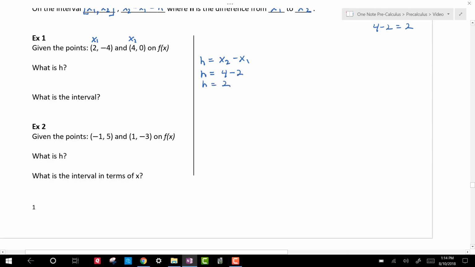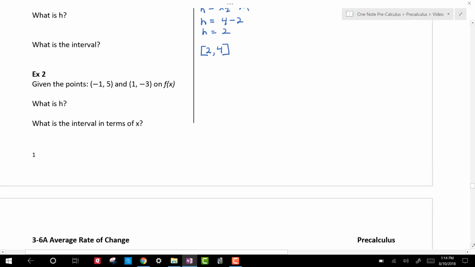Now there's a reason I want you to understand that. We'll talk more about it in just a minute, but that's the horizontal distance between the points. What is the interval that we're talking about here? The interval is from x equals 2 all the way up to x equals 4. So that interval has a distance of 2 units. I hope that makes sense, because we're going to talk a lot more about that h in just a minute.